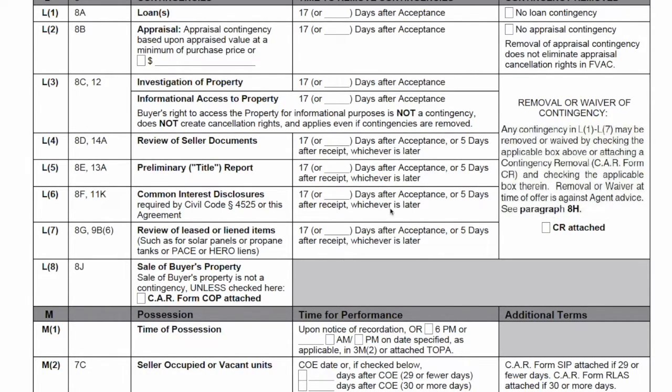Sometimes people want to remove one of these, or maybe some investor wants to reduce this number down to 0. The form application won't let you, so when you hit 0, it won't let you change it. And the reason is that if you're removing any of these contingencies, you need to use a CAR form CR contingency removal form. Check this box, and then note that you're removing one or all of these contingencies.